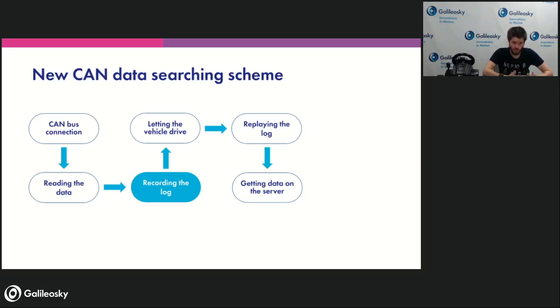After you have recorded the log, you can let the vehicle drive away. No need to be connected to it again. Set the log for replaying. You can replay it manually, or you can put it in a cycle, so it will replay again and again. And then after understanding which parameters are bound to which parts of the CAN bus and the sensors, you can set it to be sent to the monitoring software, where you can actually get the required data.